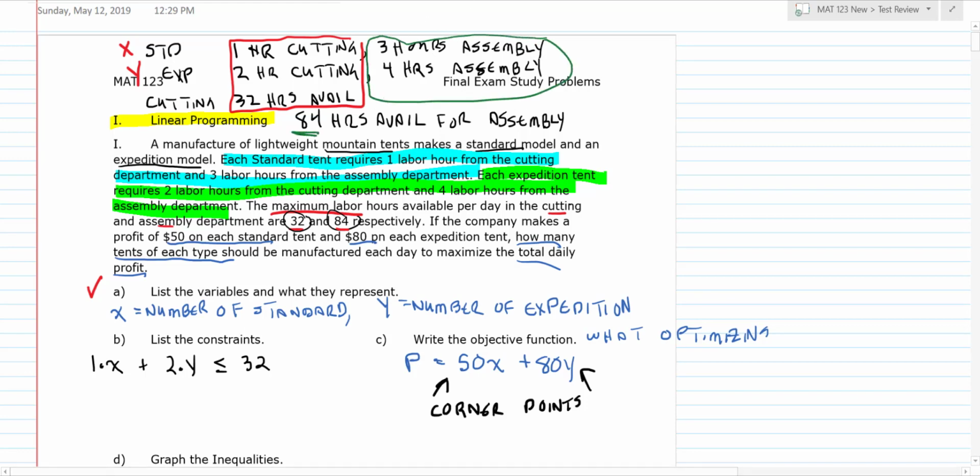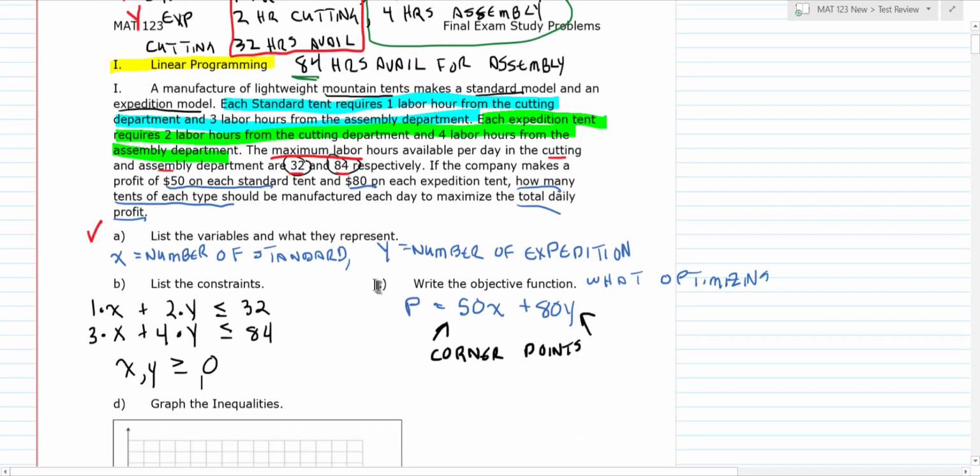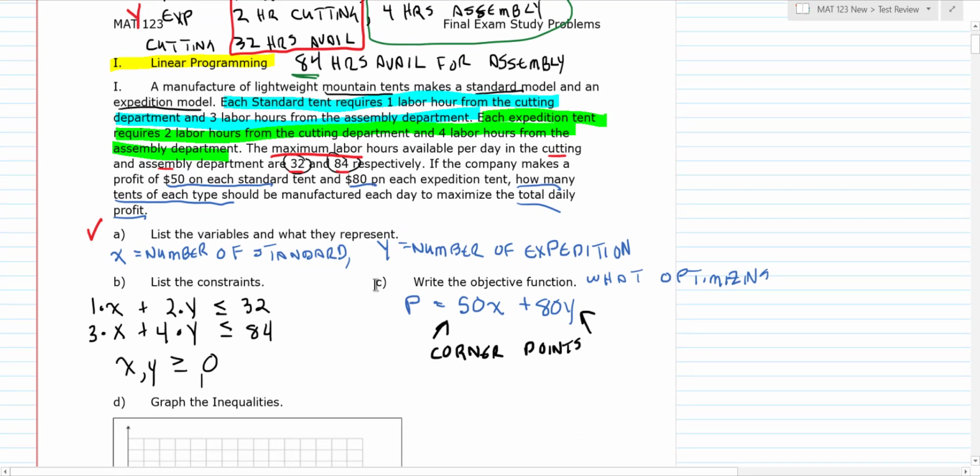Same idea. So what we'd have is 3 hours for a standard tent, 4 hours for an expedition tent, and no more than 84 hours available. So those are your constraints. The other thing is X and Y both have to be positive numbers because they represent the number of tents. So this is the hardest part of the problem right there, is figuring out those constraints and that objective function.